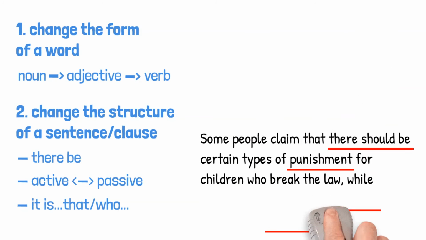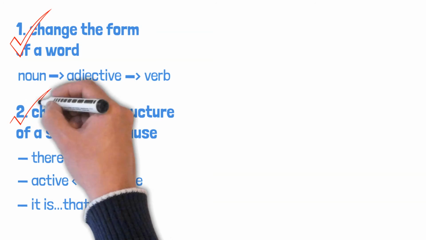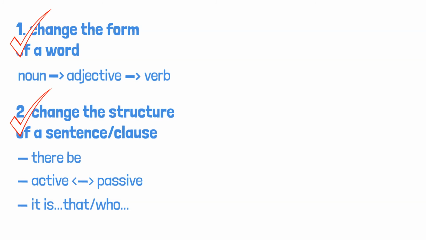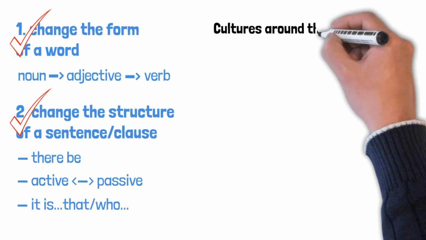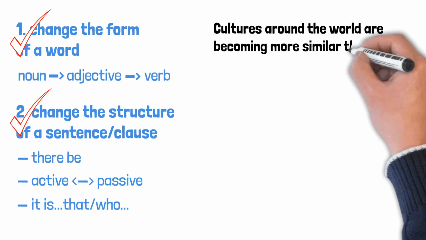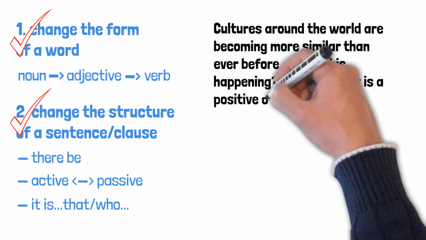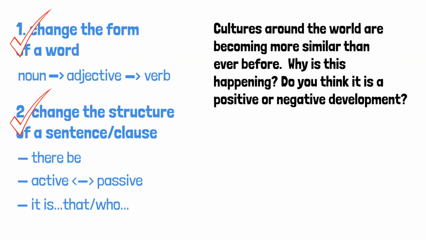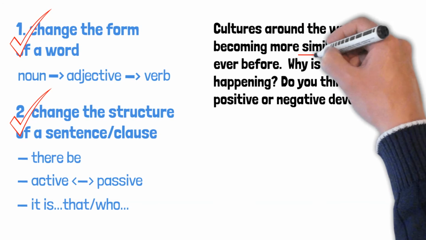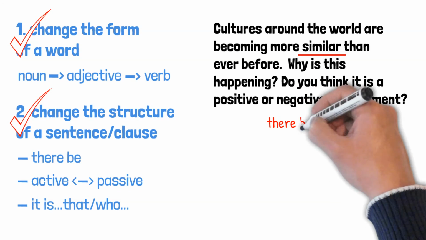Now, before you go, I have a question for you. Can you use the two tricks you learned in this video to paraphrase this question? Cultures around the world are becoming more similar than ever before. Why is this happening? Do you think it's a positive or negative development? Let me give a little hint here. Try to change the form of the word similar and use the there be structure.